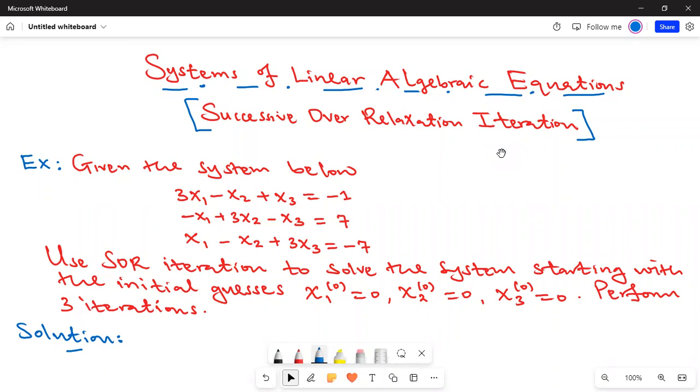Today we are going to look at how to solve linear systems of algebraic equations, and in particular we are going to use successive over relaxation, or what we are calling the SOR iteration method.